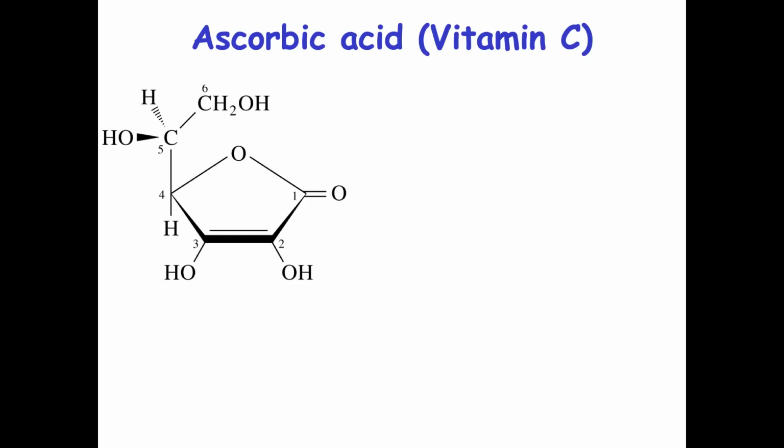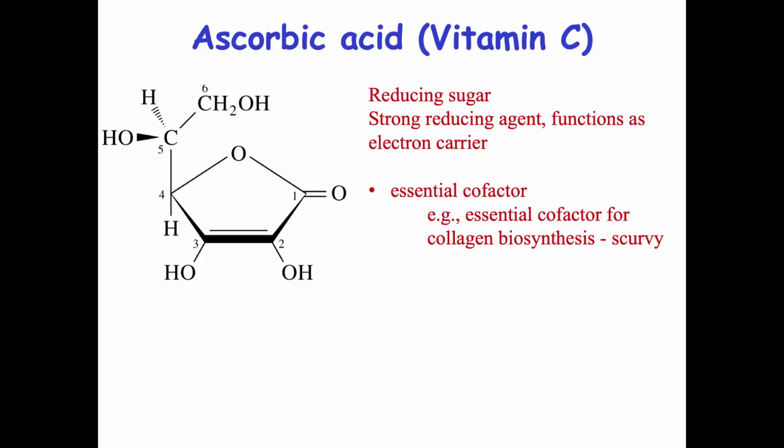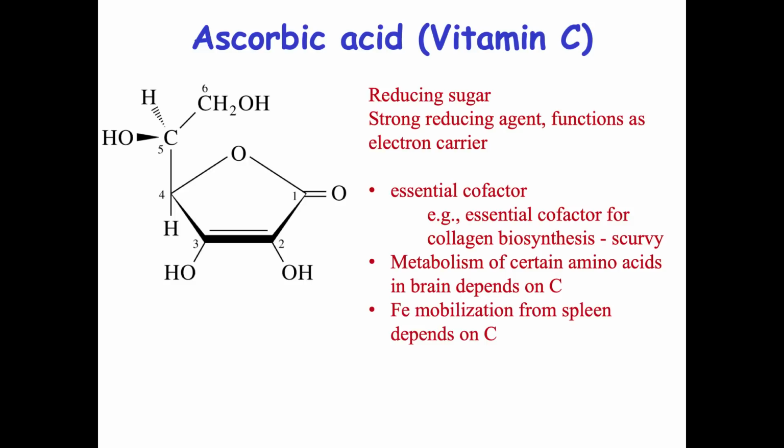Ascorbic acid is the last sugar derivative that I want to talk about. It is vitamin C. It's a very strong reducing sugar and functions as an electron carrier. It's also an essential cofactor. It's important in collagen biosynthesis. If you don't have vitamin C, you get scurvy. It is important in metabolism of certain amino acids in the brain. Iron mobilization from spleen also depends on vitamin C.